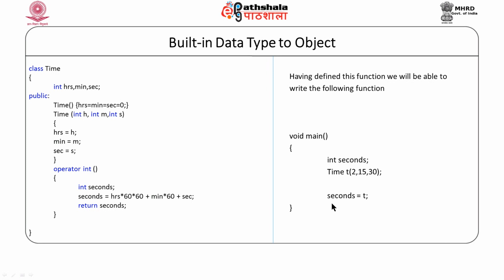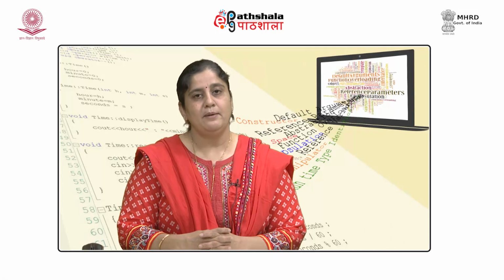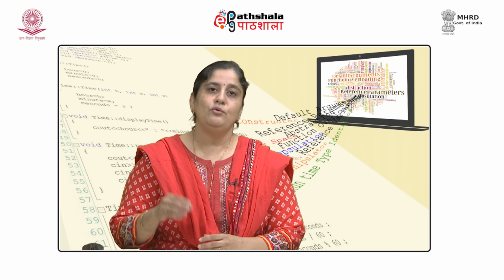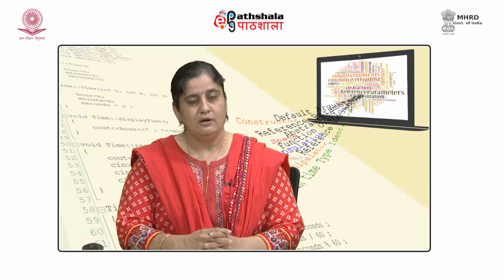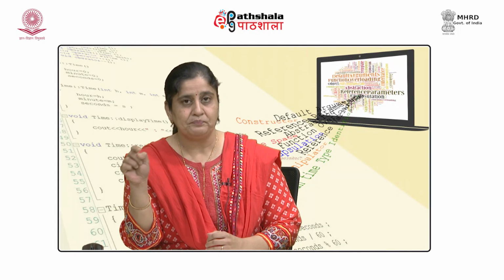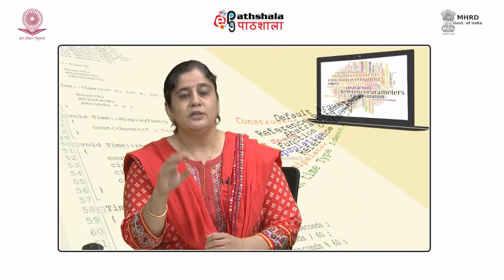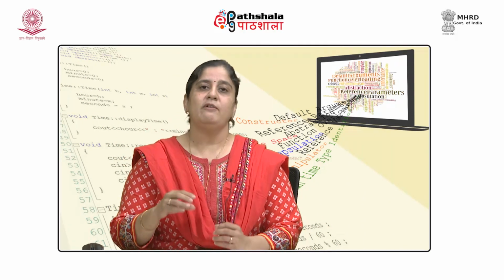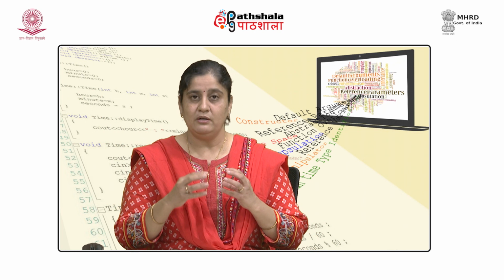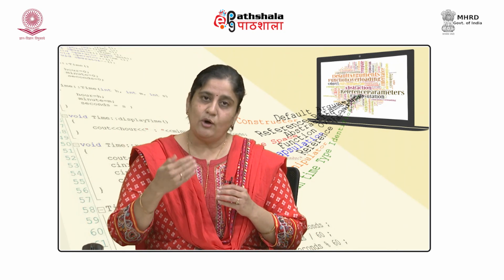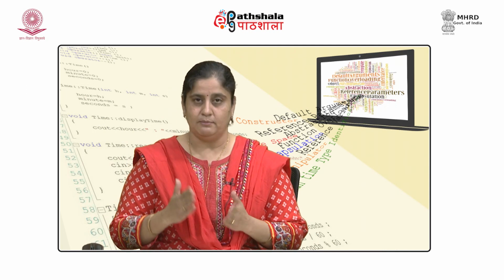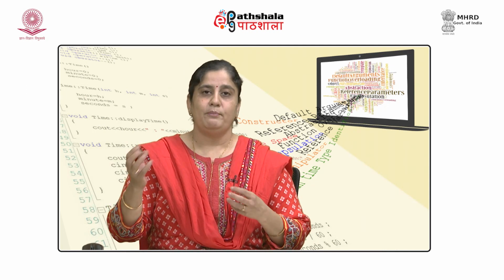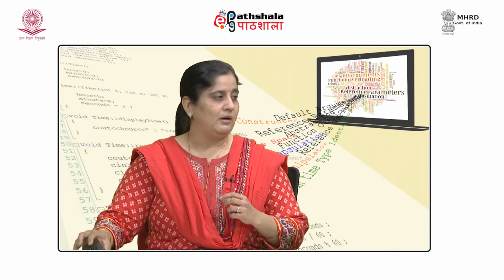So, whenever we want to convert an object data type to a built-in data type, we need to define an appropriate operator function or conversion function. Here we define an operator function as operator int. If we want the time object to be converted to a float value, we need to define an operator function as operator float, and this operator function should return a float value. If we want a time object to be converted to a double value, we need to write an operator function as operator double.